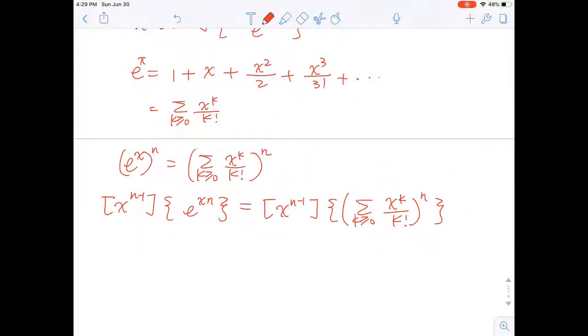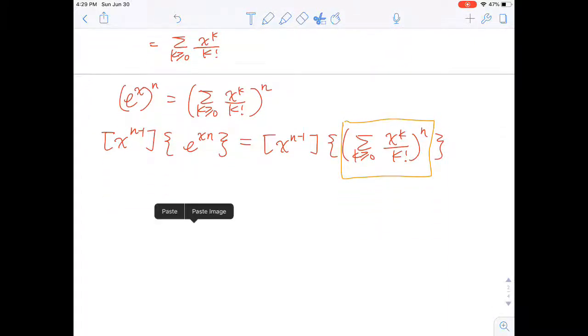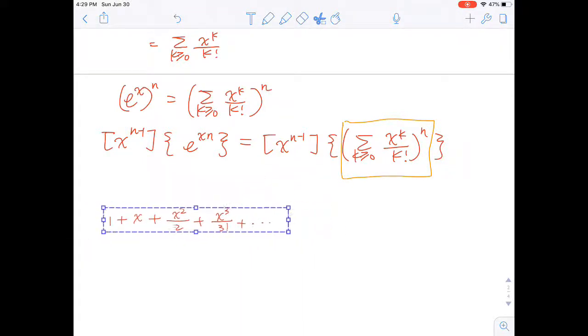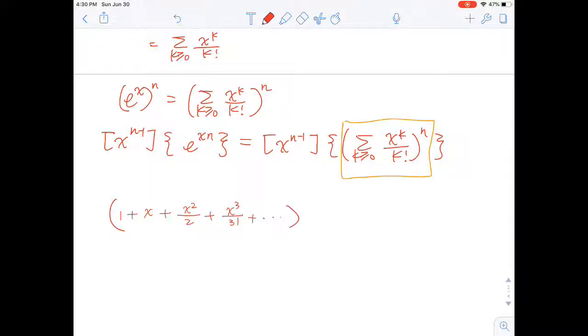Alright, so yeah, how can we find the coefficient of x to the power of n minus 1 in this product, right? And maybe let's just expand the product a bit. What does it look like if we expand it?